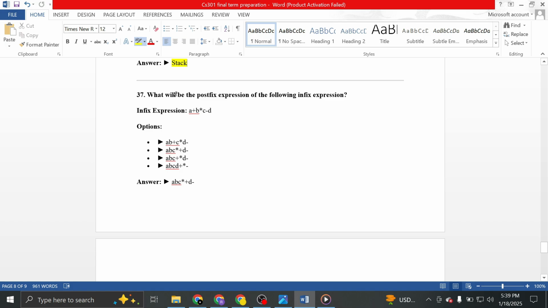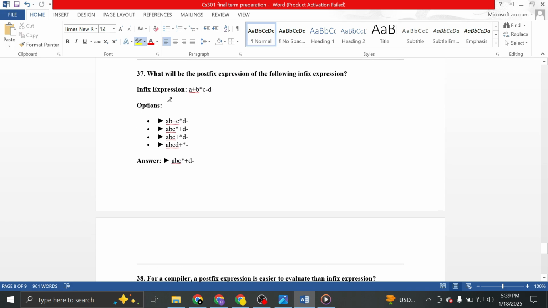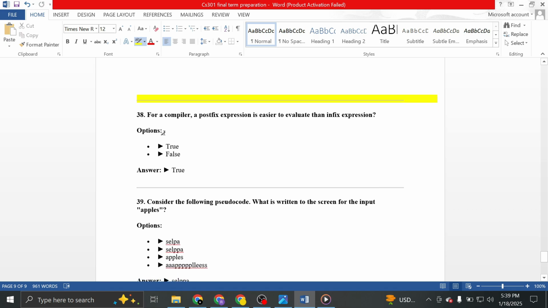Question 37. What will be the postfix expression of the following infix expression? Infix expression: A + B * C - D. Options: ABC*+D-, and others. Question 38. For a compiler, a postfix expression is easier to evaluate than an infix expression. Options: True, False. Answer: True.